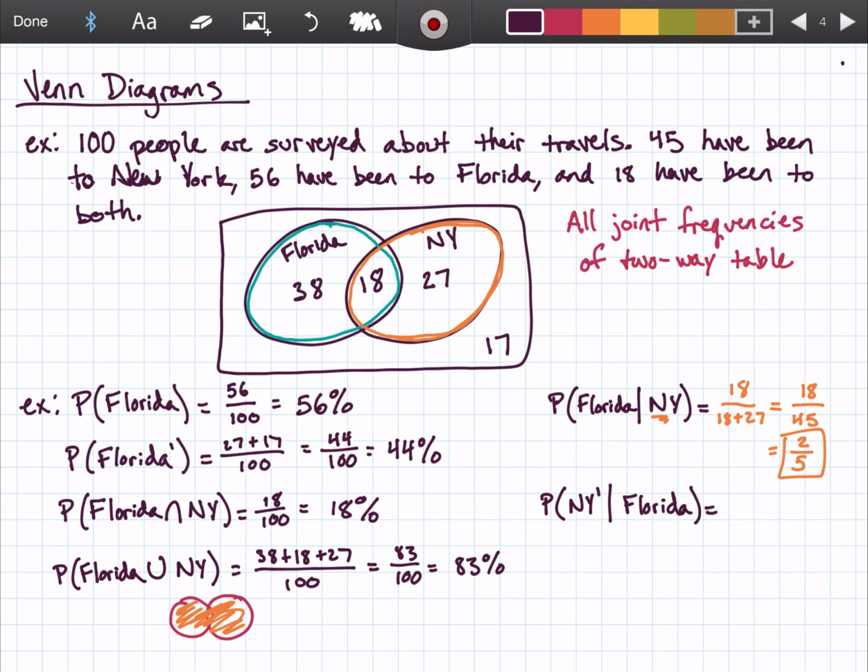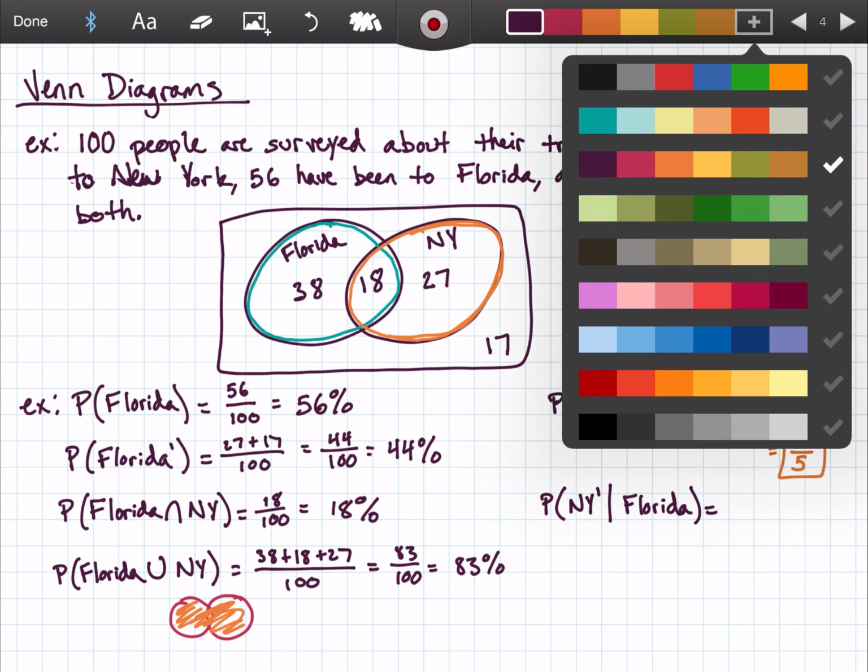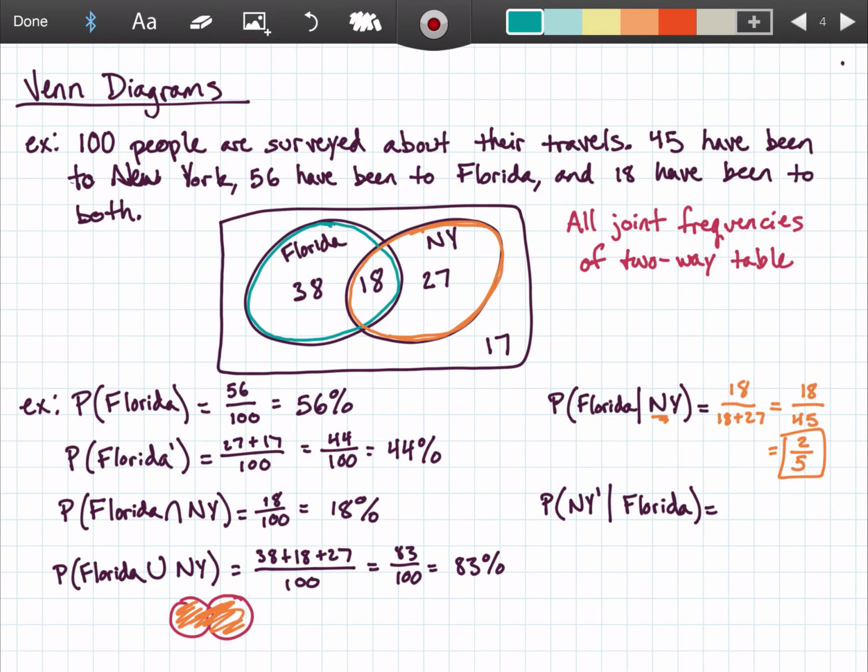Okay, let's switch it this time. What is the probability that you have not been to New York, given that you've gone to Florida? Remember, here's our Florida bubble. So I know the total is going to be that 38 plus the 18. Well, those who haven't been to New York would be anyone who's not in the New York bubble. So that'd be just that 38 right there.